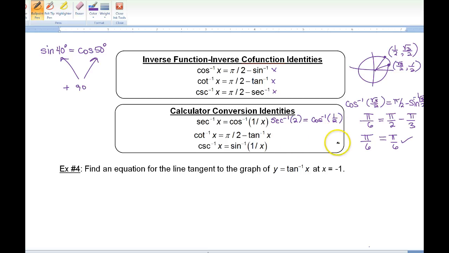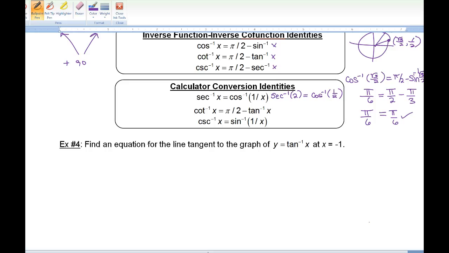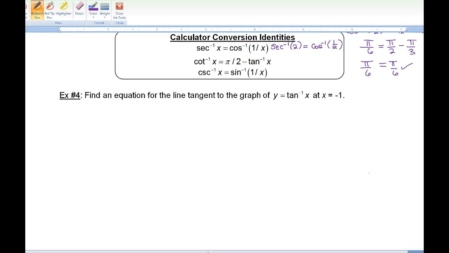And cotangent is a tricky one because you have to do pi over 2 minus the tangent inverse. You may or may not have seen that before, and you won't see too much of it, but just in case you do, you can't just do tangent inverse of the reciprocal. You have to use the cofunction identity.